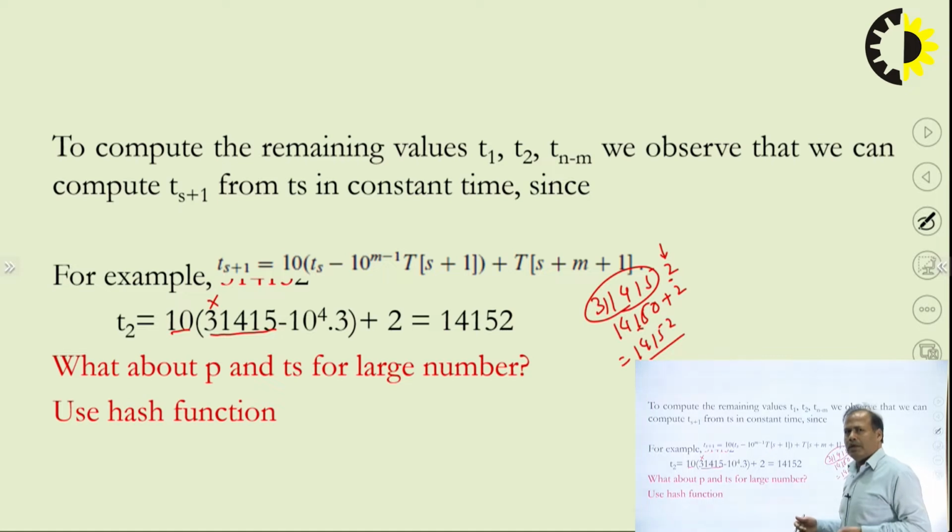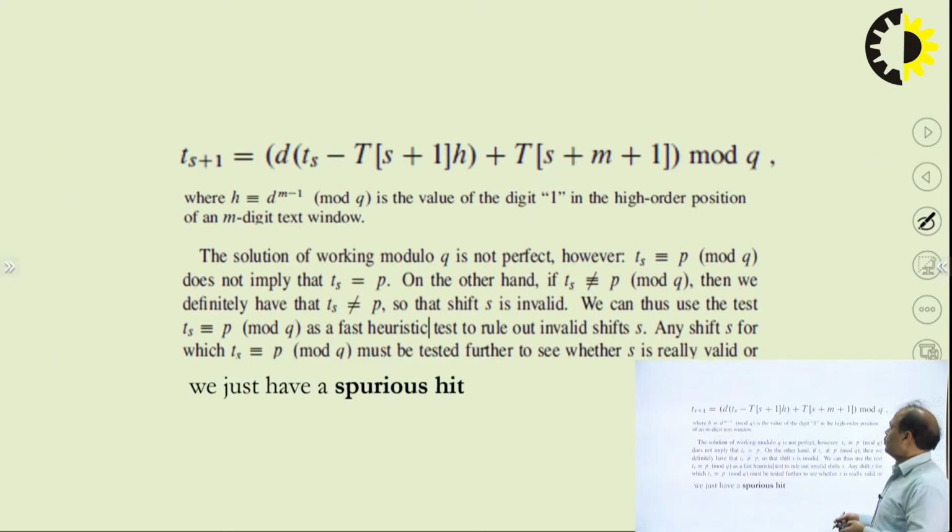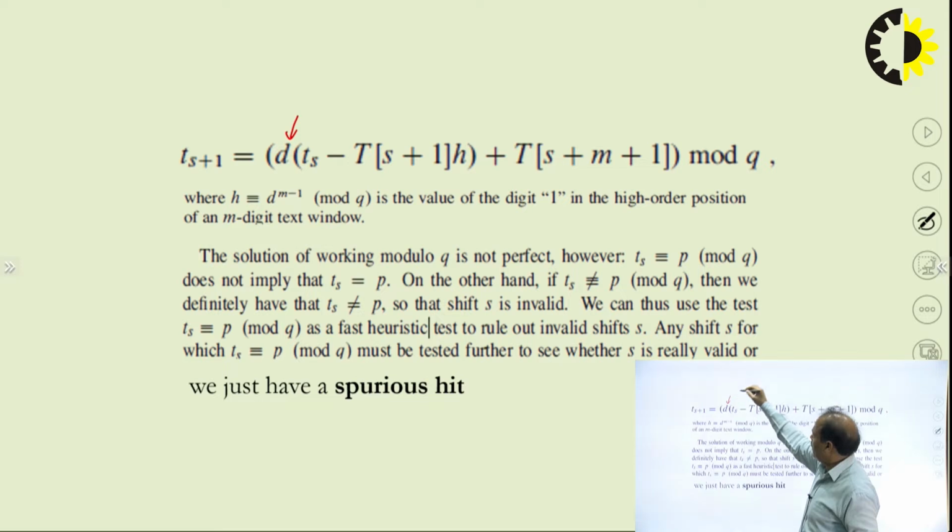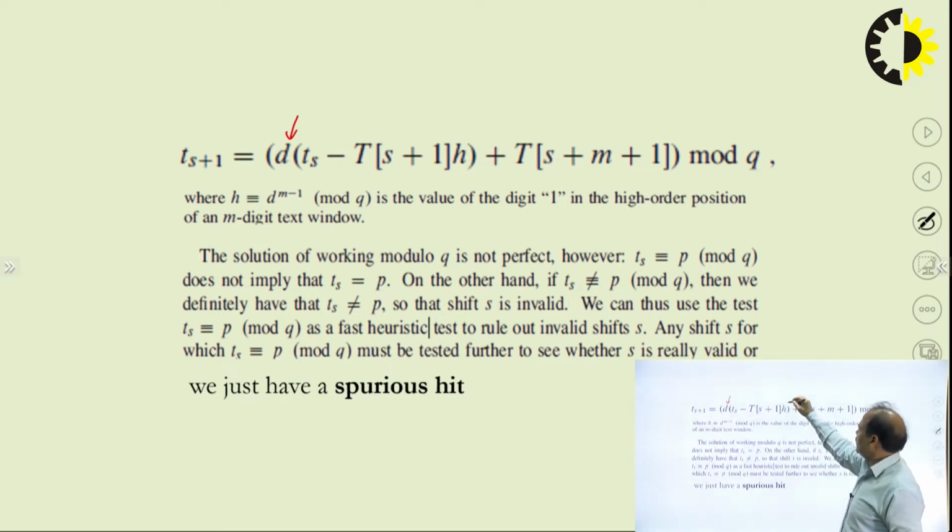So this method is okay. We can get the integer value of the next shift. But what if P and TS are very large numbers, right? Comparing them one by one becomes a very challenging task. So Rabin-Karp uses the concept of a hashing function, right? This is the definition of TS plus 1. This d stands for decimal radix. And this is h, which is defined as h congruent to d to the power m minus 1 modulo q, where q is chosen as any prime number.